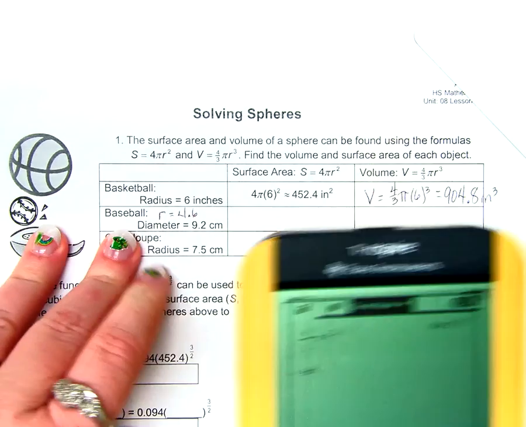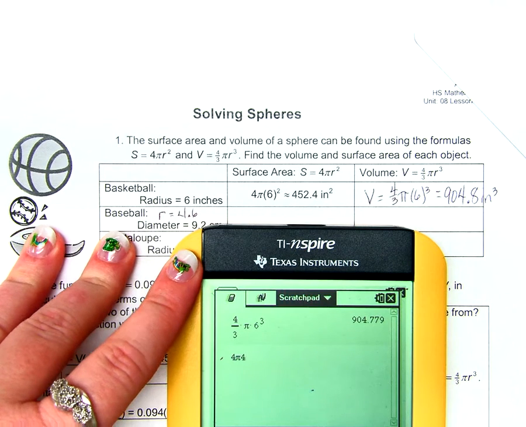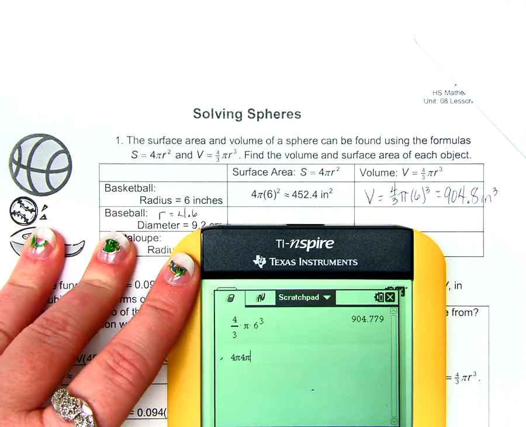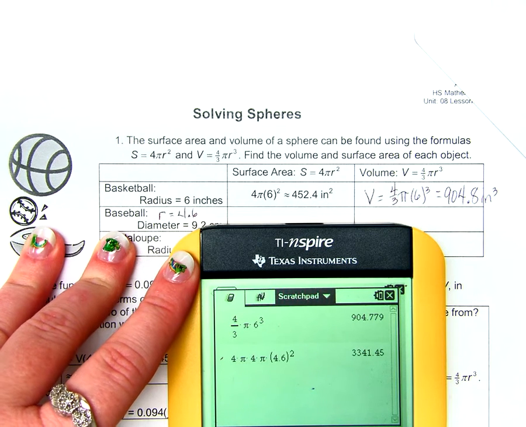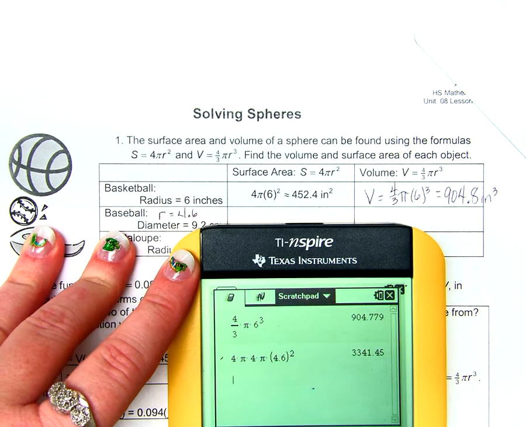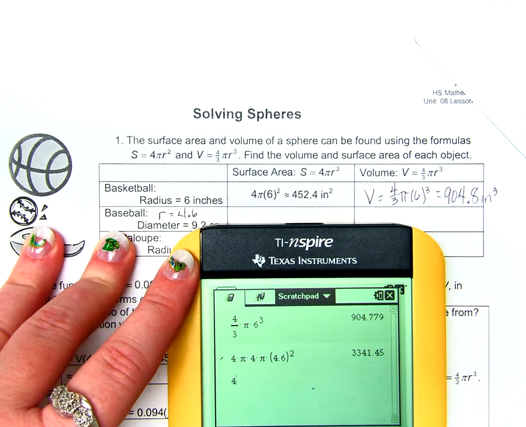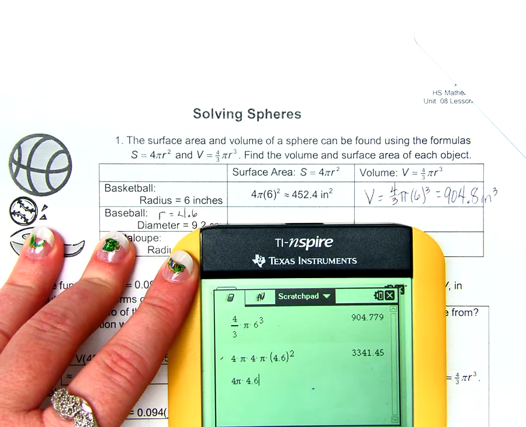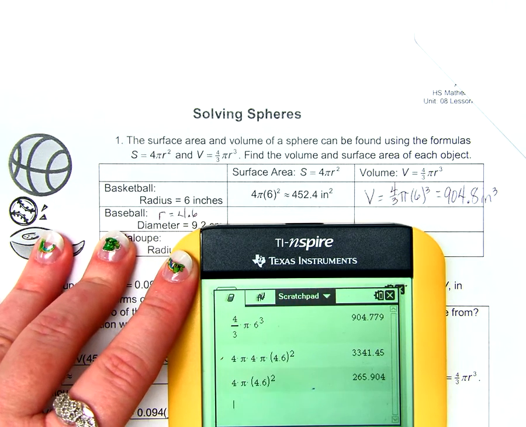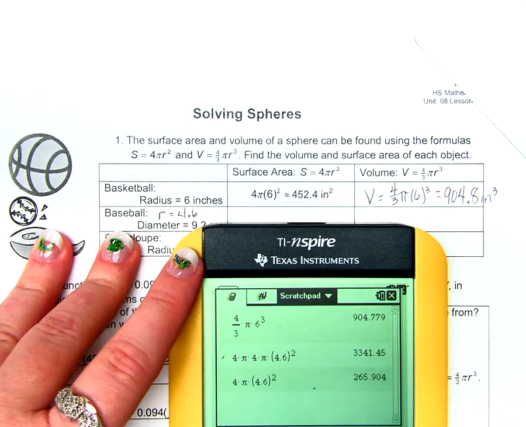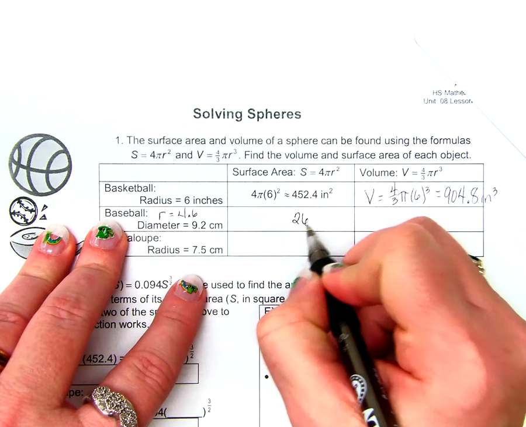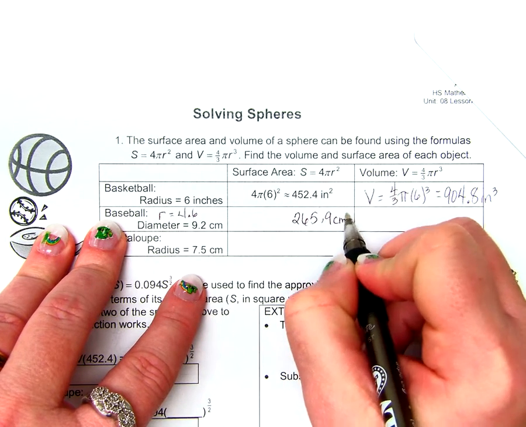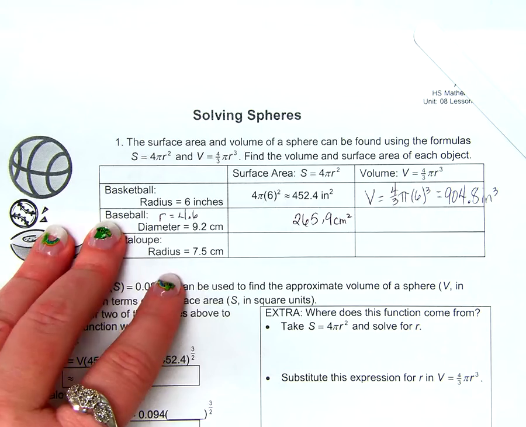Okay, so we have 4 times pi times 4.6 squared. Whoa, yikes, don't do what I did. 4 times pi times 4.6 squared. Okay, see what I accidentally did? I accidentally had already put in 4 pi and didn't pay attention. Okay, so just be careful of that. So we get 265.9 centimeters squared.